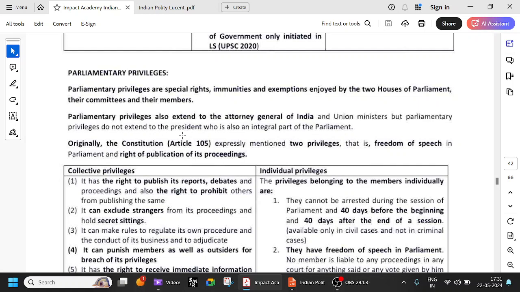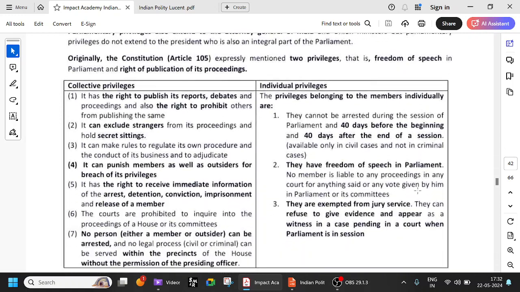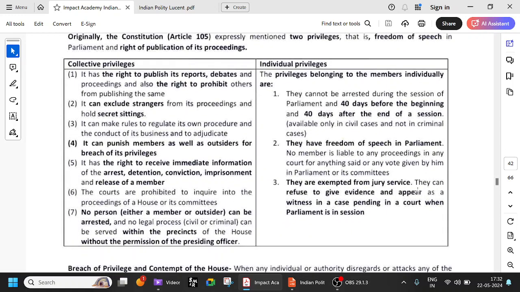So originally, the Constitution, Article 105, expressly mentioned two privileges, that is freedom of speech in Parliament and right of publication of its proceedings. So when we talk about collective privileges, it has the right to publish its reports, debates and proceedings, and also the right to prohibit others from publishing the same. It can exclude strangers from its proceedings and hold secret sittings.